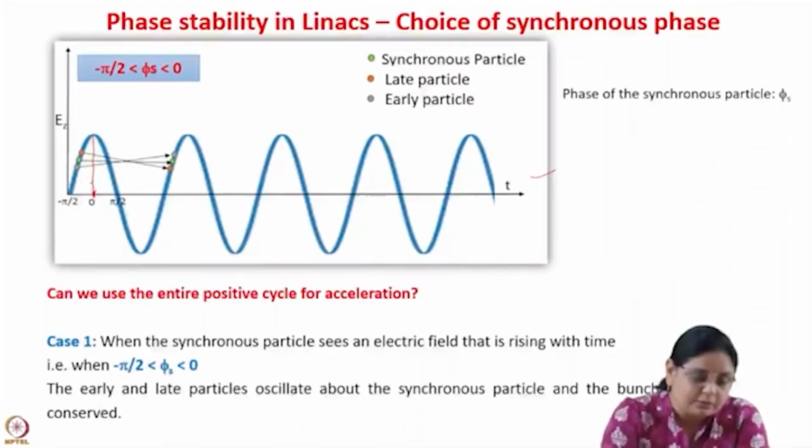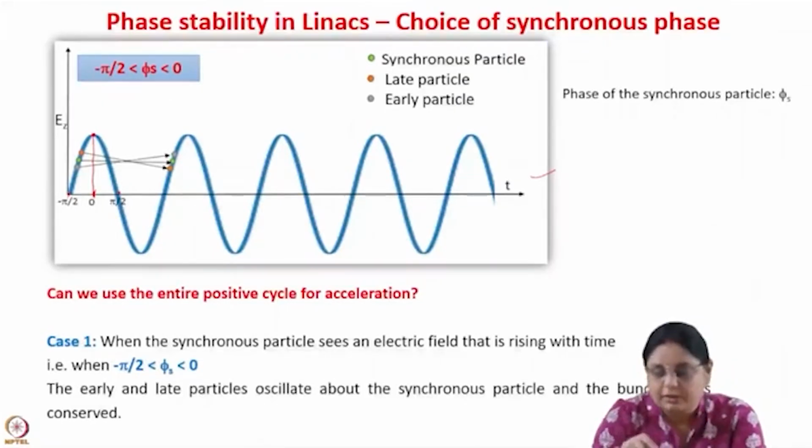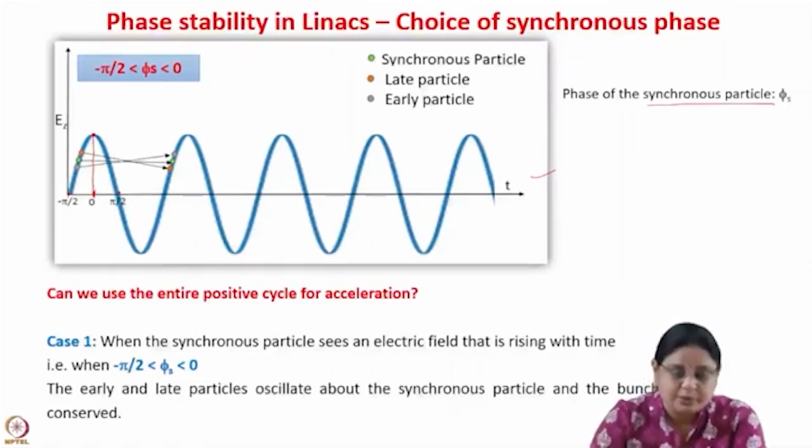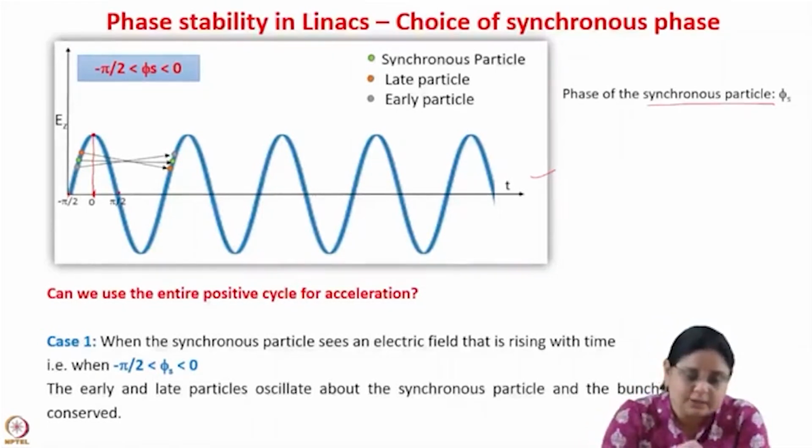So the particle seeing this phase will get maximum energy gain, whereas the particle seeing a phase of minus pi by 2 or pi by 2 will get no energy gain, because here the Ez field is 0. Here, let's say the phase of the synchronous particle is phi s. The synchronous particle is the ideal particle in the linac for which the linac is designed. It moves from one gap to the other at the right time and sees the right value of the field in the next gap. So this is called the synchronous particle, and let's denote its phase by this green dot.